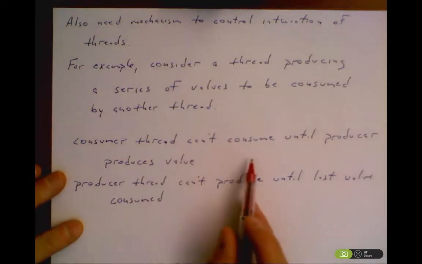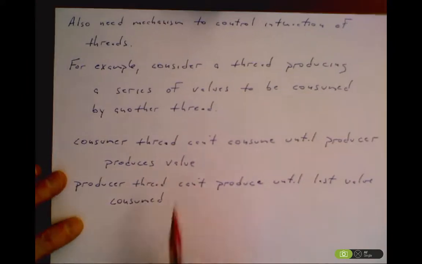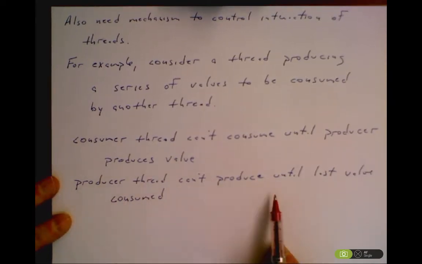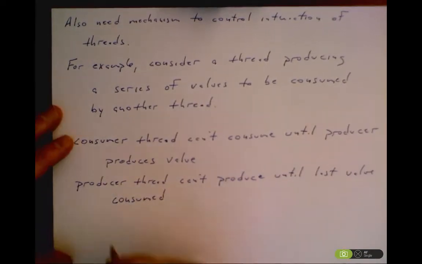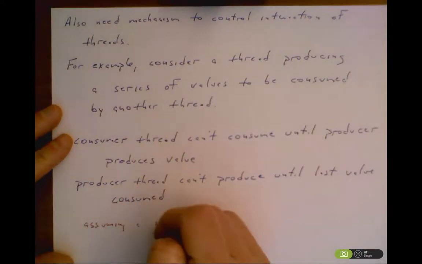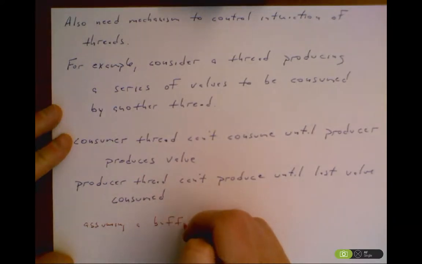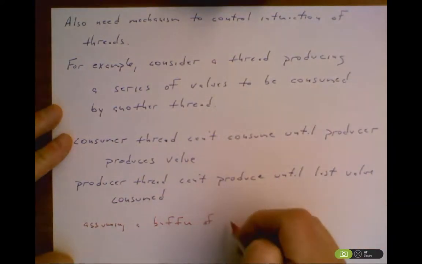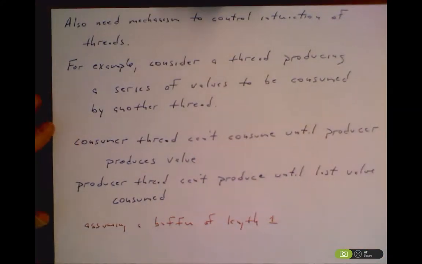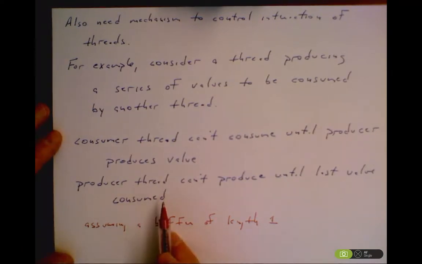Well, the consumer thread can't consume until the producer produces a value, right? I can't consume a value until it's available. And the reverse is the case. Producer thread can't produce until the last value is consumed, right? I'm assuming a buffer between the producer and the consumer of length 1. In other words, I can only store one value. Let's assume that. Okay, so I can't produce another value until the last value is consumed.